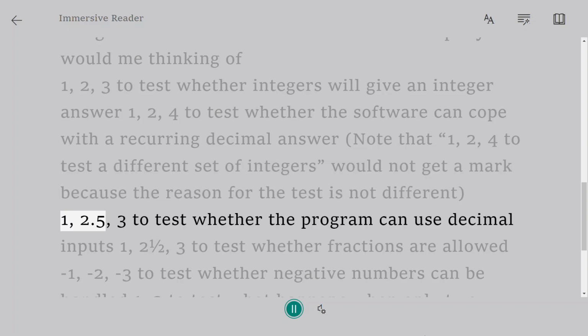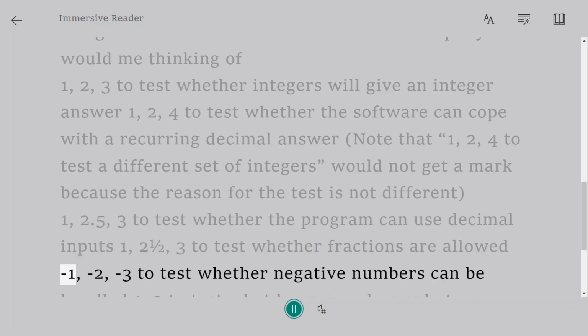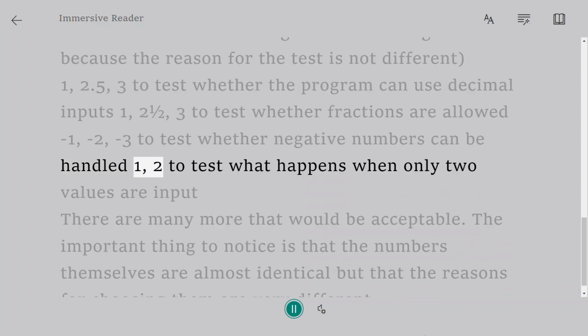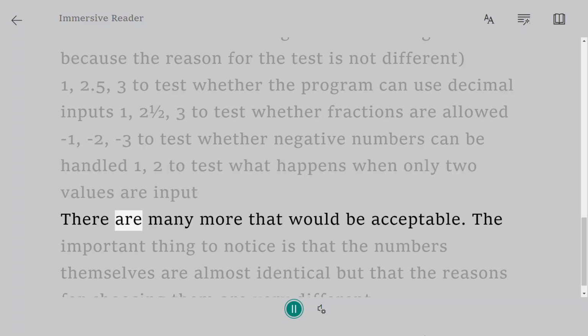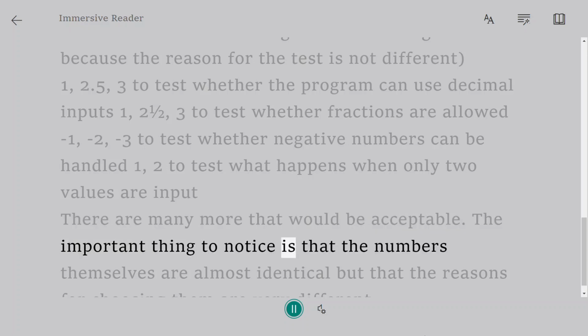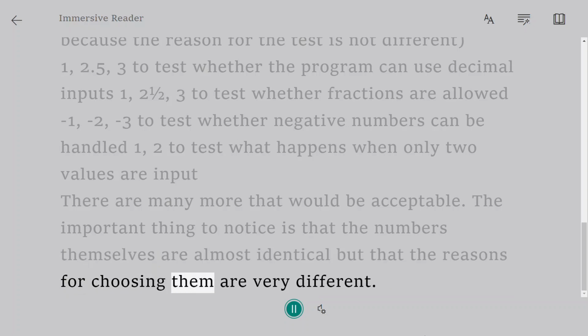1, 2.5, 3 to test whether the program can use decimal inputs, 1, 2.5, 3 to test whether fractions are allowed, -1, -2, -3 to test whether negative numbers can be handled, 1, 2 to test what happens when only 2 values are input. There are many more that would be acceptable. The important thing to notice is that the numbers themselves are almost identical, but that the reasons for choosing them are very different.